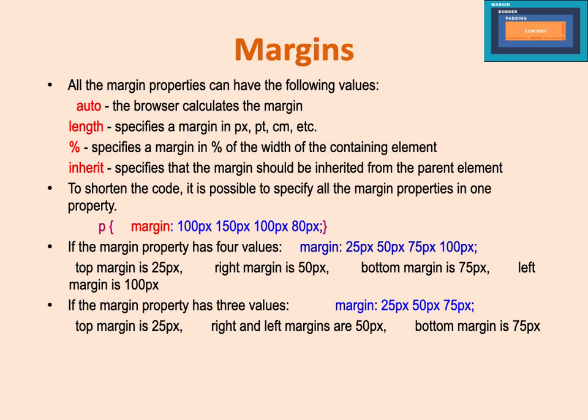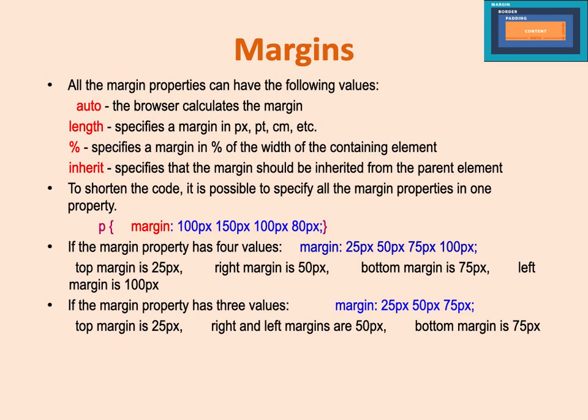One example is given here. It's a shorthand method. To shorten the code, it is possible to specify all the margin properties in one property. Margin, that is the property name here. We have chosen P as the selector. P is the paragraph element, followed by margin colon 100px, 150px, 100px, 80px. So the length value is specified in pixel here.